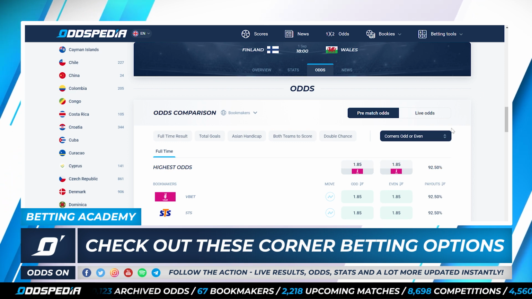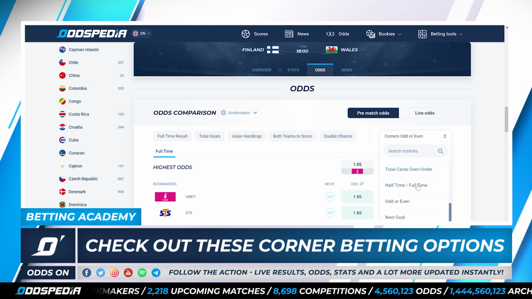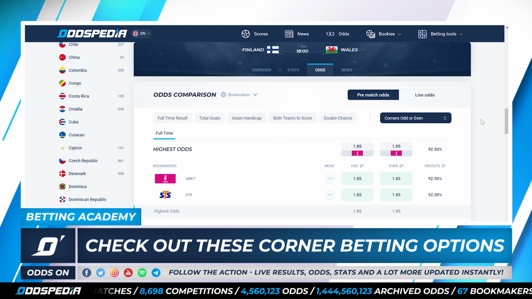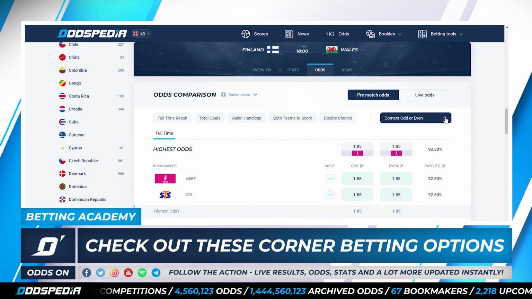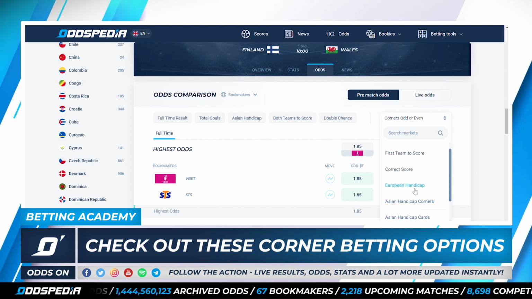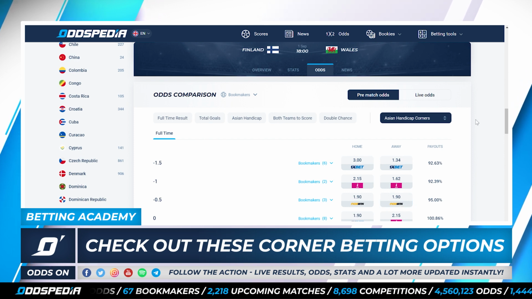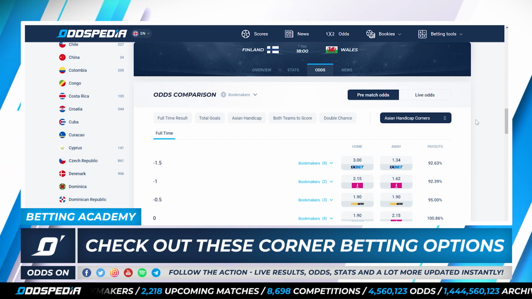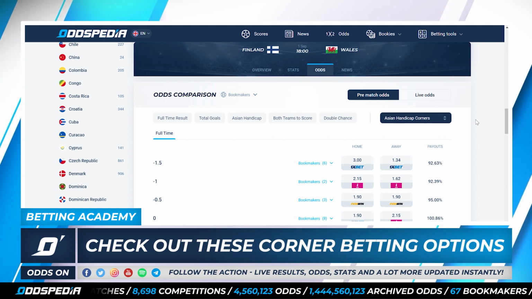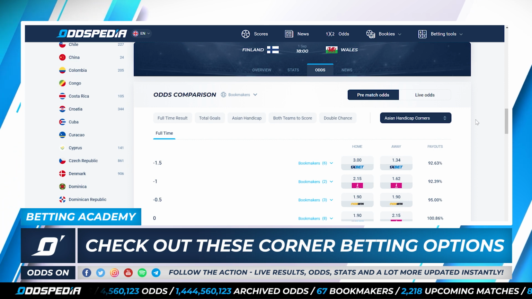We have many markets for this given game. So let's check first the best odds for the corners odds or even market. And as you can see, we have exactly the same odds, 1.85 in both cases. But we can also check the Asian handicap corner market. We find that it's more likely for the home team, in this case Finland, to kick more corners in this game, with odds 1.90 for Asian handicap 0.